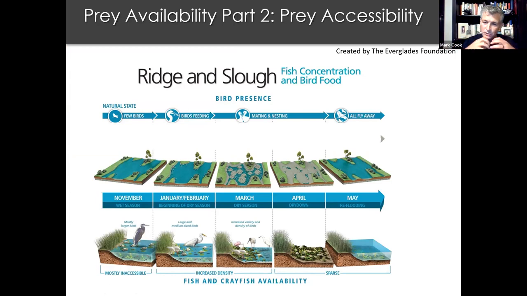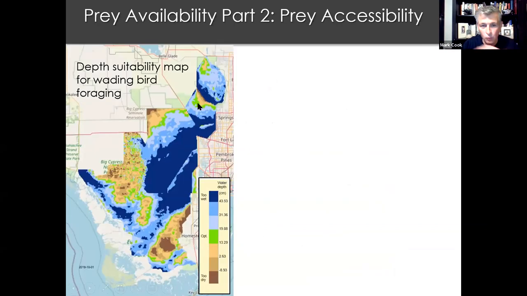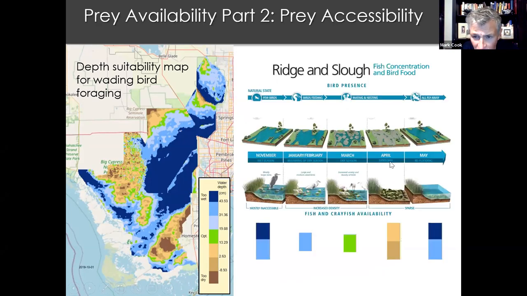So the birds are always searching. And so what we need is for those green areas that I was just showing you to move across the landscape and to move to areas at the right time and the right place to be able to support these nesting birds at these big nesting colonies. I just added this to show you how these optimal and too deep categorizations reflect what water depths look like on the landscape. The greens and the light blues really are the foraging habitats that we're looking for.